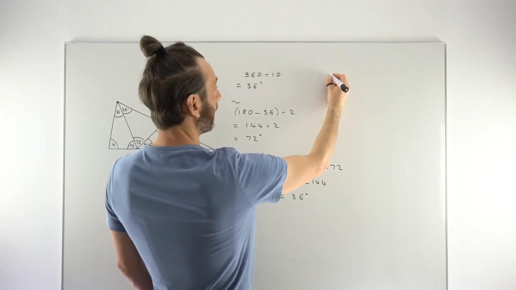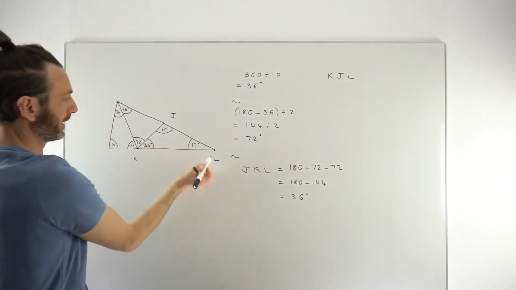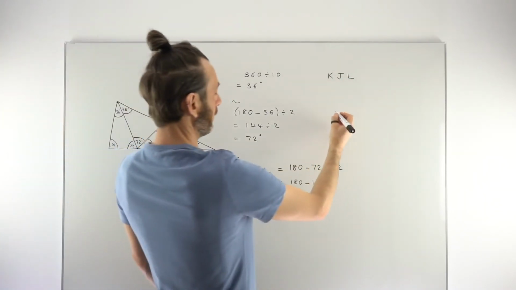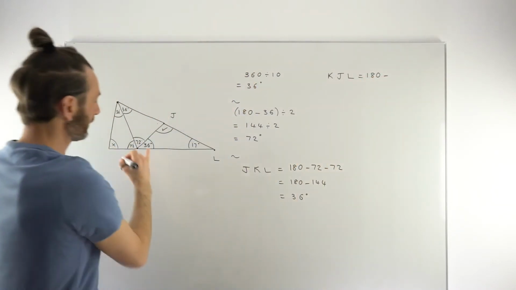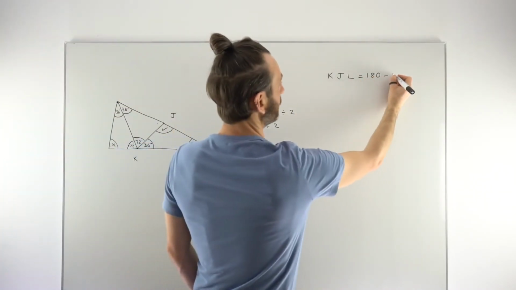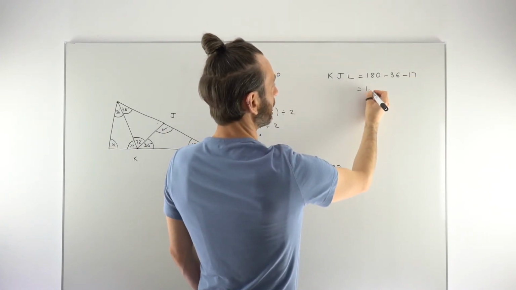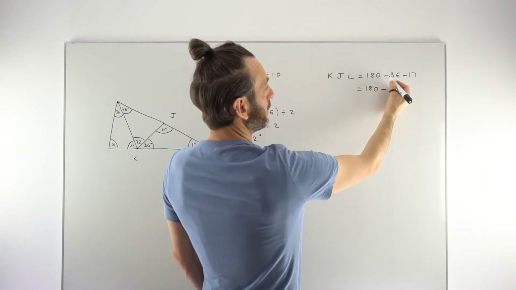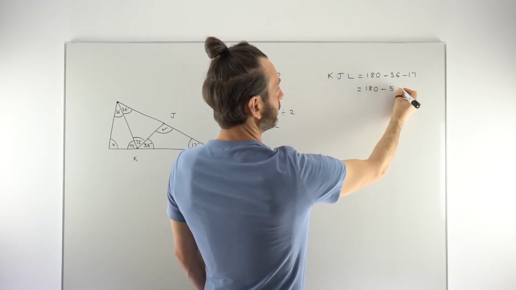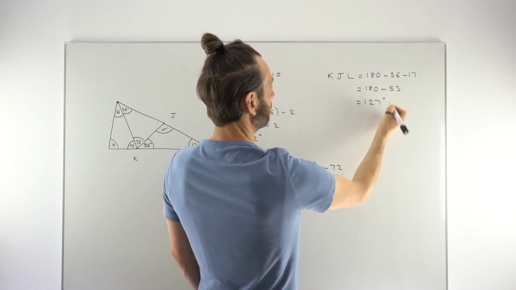So that was the angle K to J to L. So K to J to L, so this one here. And we're going to get that one by doing a similar calculation. It's 180 minus this one, 36, and minus this one. So minus 36 minus 17. So that's 180 minus, just quickly checking these, so that's going to be 40, that's 53. So the final answer is 127 degrees.